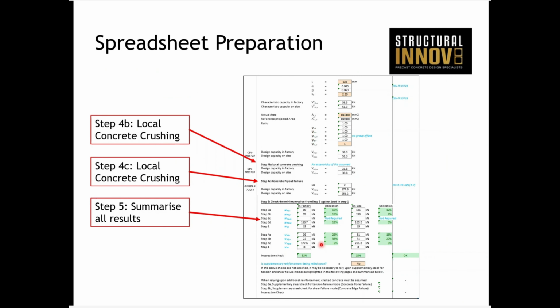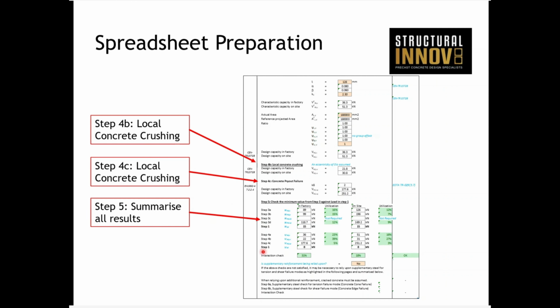And this slide then finishes out the shear checks. So you've got your step 4B, local concrete crushing, and step 4C. The two of them shouldn't read local concrete crushing, this should read pry out. I'll get that amended before we issue out the slides. And then the final step, step 5, is to summarize all the results.